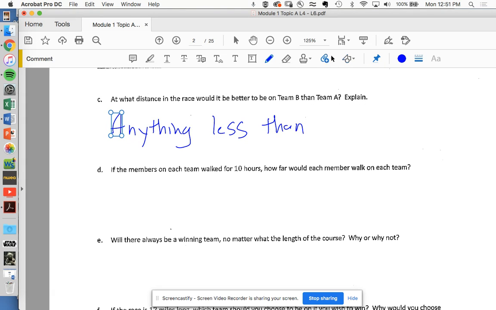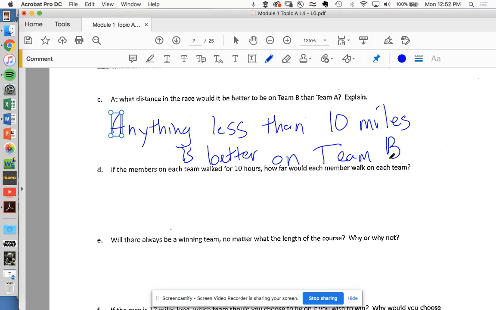What's the cutoff for the miles? Anything less than how many miles? Where are they better? Less than 20 miles, less than 15 miles, less than 10 miles. Anything less than 10 miles is better or faster on Team B. Team B would be better to be on if the race were 10 miles or less. You understand that? Okay, they go farther.